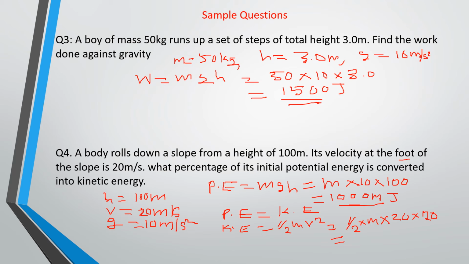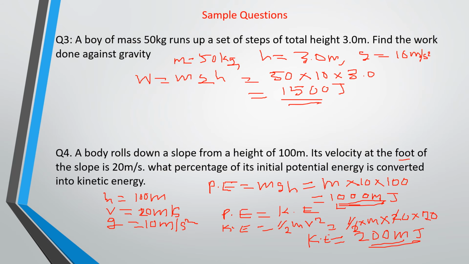Okay, so if you work that out, you have that kinetic energy is equal to, when you divide this, 200 joule. So this is the kinetic energy at the base of the slope, and then this is the potential energy. So the question is, what percentage of its initial potential energy is converted to kinetic energy?